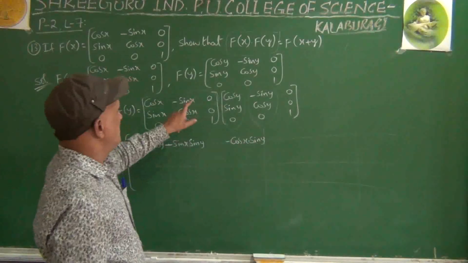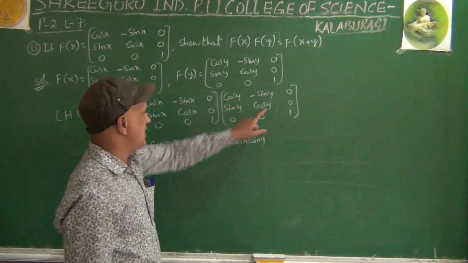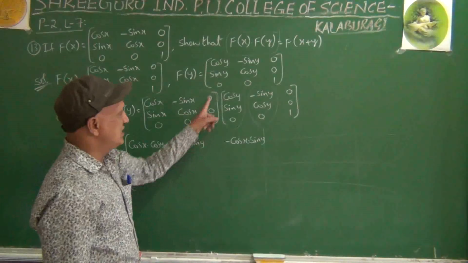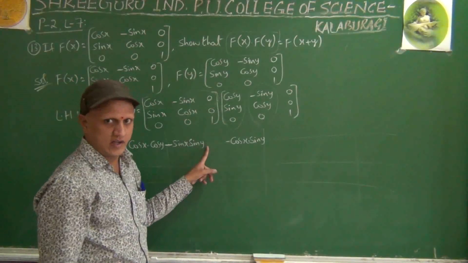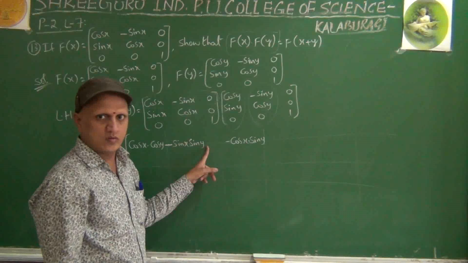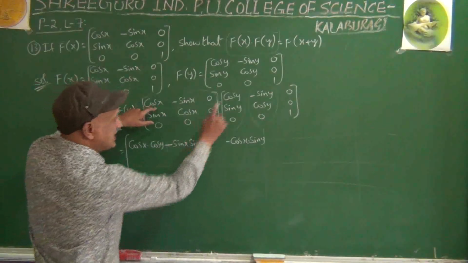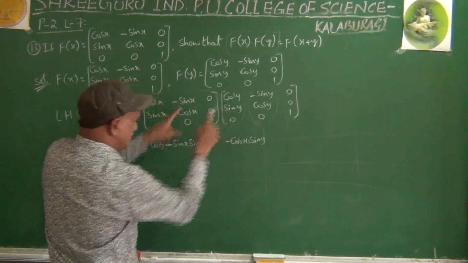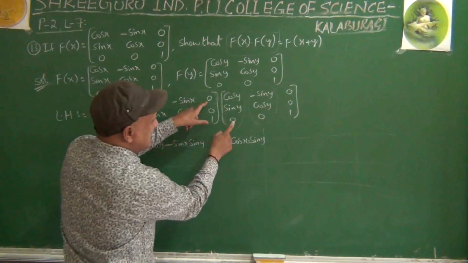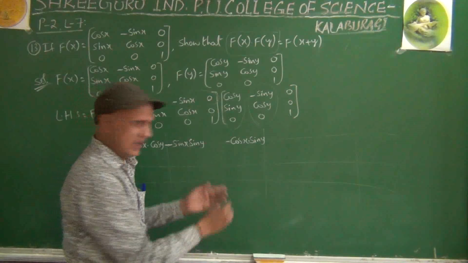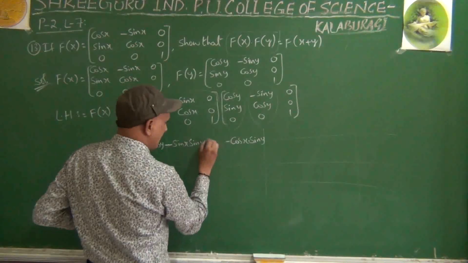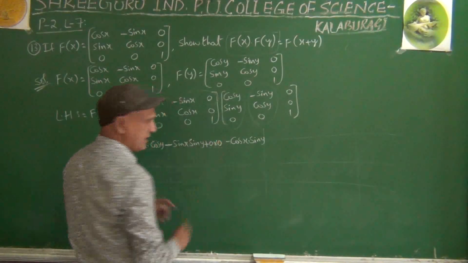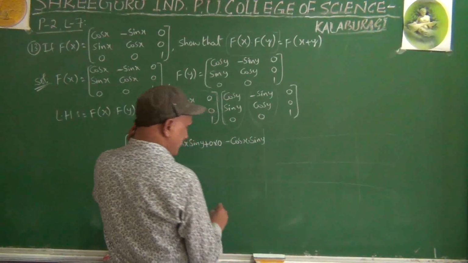Plus minus sin x into cos y. Actually here 0 into 0 is there, that I did not write. 0 into 0, 0. Cos x into cos y minus sin x into sin y plus 0 into 0. Shall I write that also? Okay, better that is. I will write that also. 0 into 0.